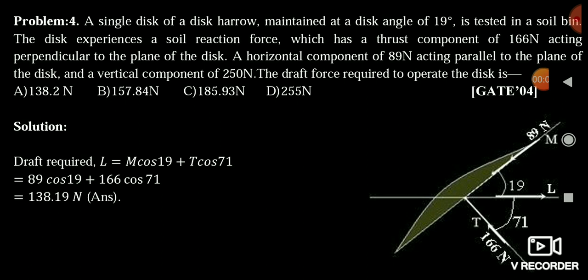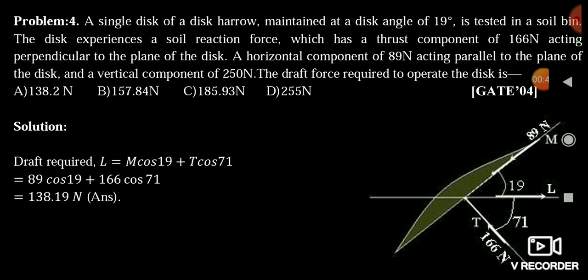Now friends, read this question. It is also very simple and easy if you are able to understand this question. So friends, first thing you should do, make the free body diagram. I am once again repeating the same thing. Friends, here on the disc harrow, two forces are acting, disc angle is given, that is 19 degree. One is the 166 Newton, that is perpendicular to the plane of disc. Here I have made T is equal to 166 Newton perpendicular to the plane of disc, and the second force is parallel to the plane of disc, that is M, that is 89 Newton.